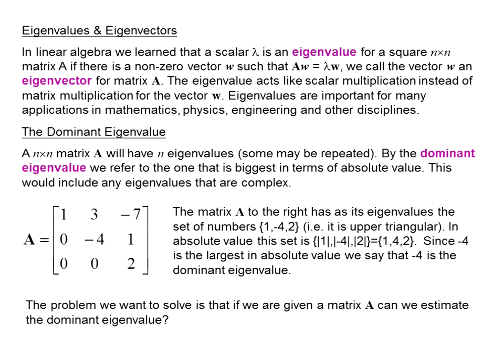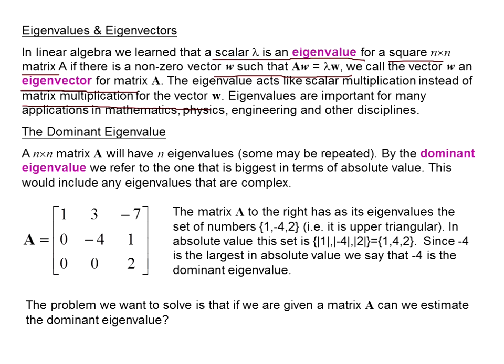The next thing is, what are eigenvalues and what are their uses? In linear algebra, we learn that the scalar lambda is an eigenvalue for the square n cross n matrix A if there is a non-zero vector W such that AW is equal to lambda W. We call the vector W an eigenvector of the matrix A. The eigenvalue acts like scalar multiplication instead of matrix multiplication for the vector W.